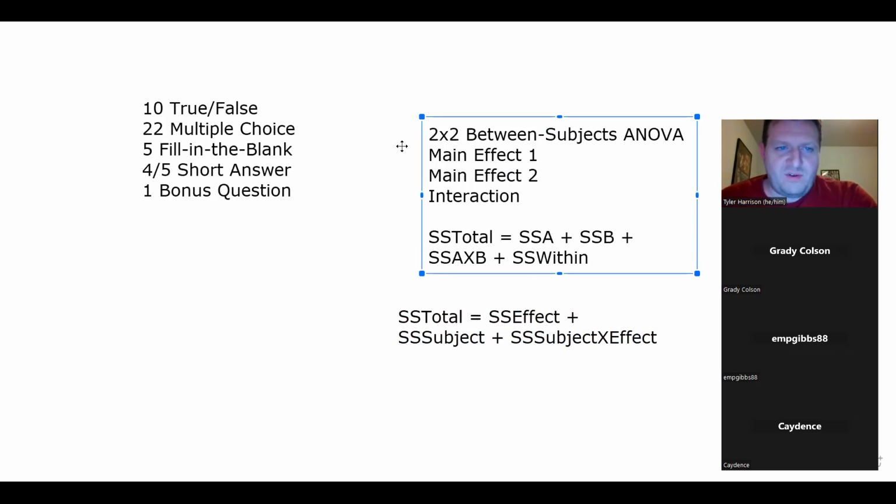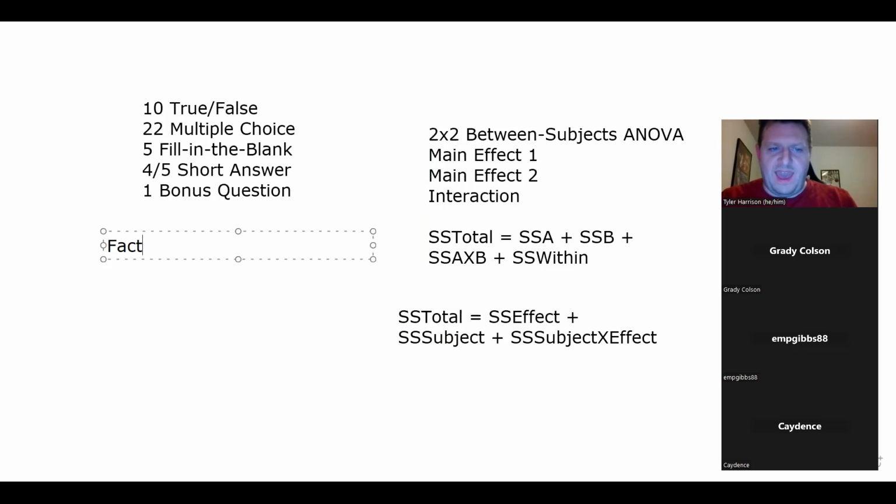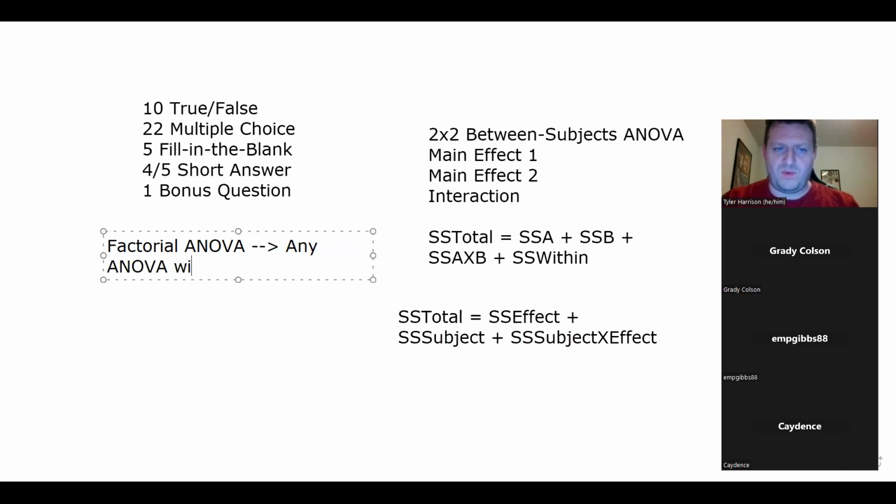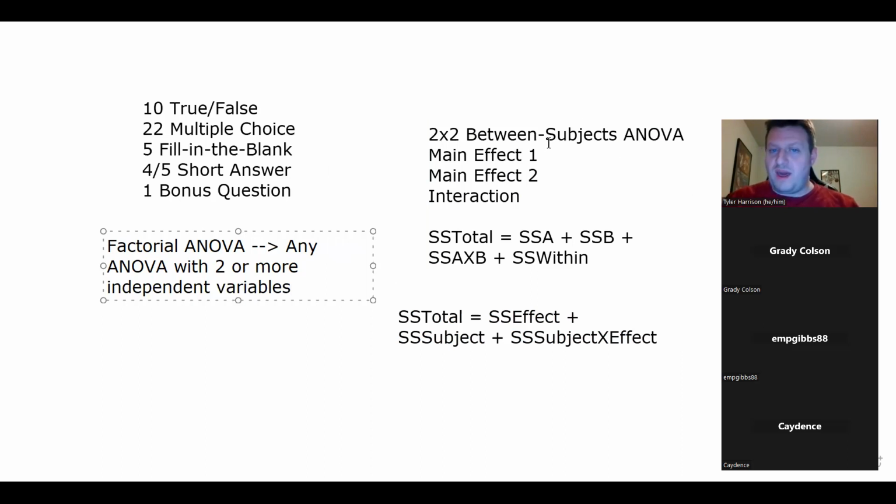Do you mind if I erase things? Or let me go over here. Okay. When I say a factorial ANOVA, what I mean is any ANOVA with two or more independent variables. So a 2x2 between subjects ANOVA is a type of factorial ANOVA. A 3x2 within subjects ANOVA is a type of factorial ANOVA.